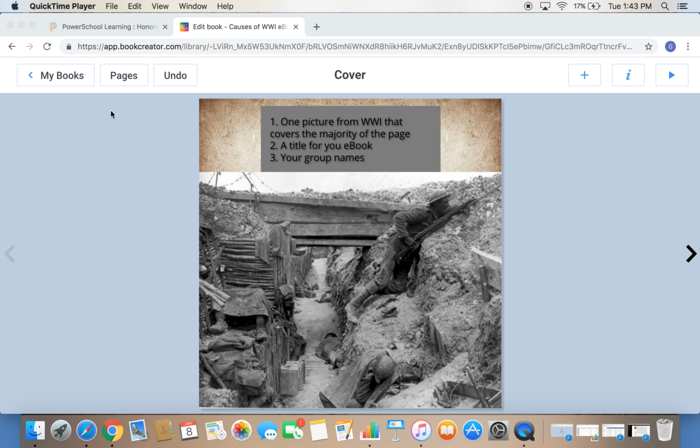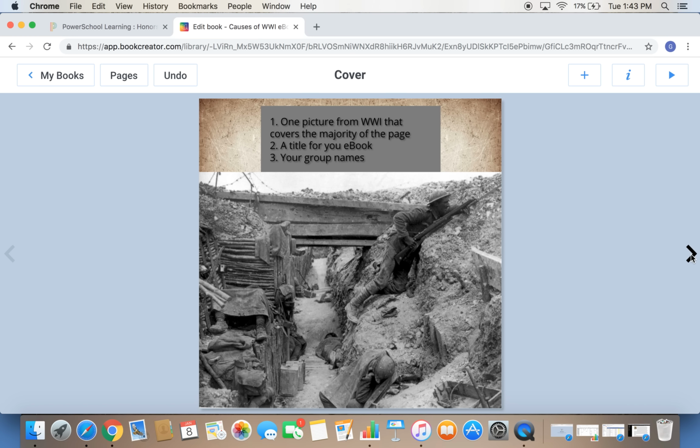So if we are looking at page number 1, which is your cover page, you are required to do 3 things. You need to find a really good picture from World War I, and this picture needs to cover a majority of the page. It needs to take up the entire page for the most part. You also need to figure out a title for your ebook for your group. And of course, last but not least, you need to have your group names somewhere on your ebook.